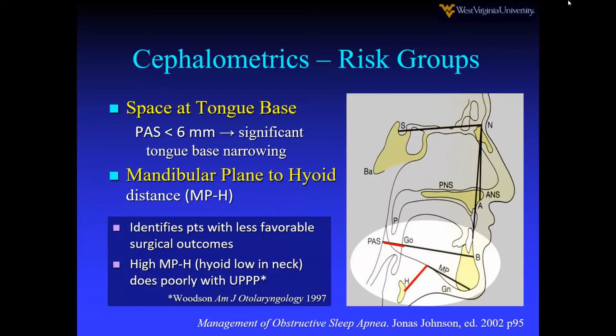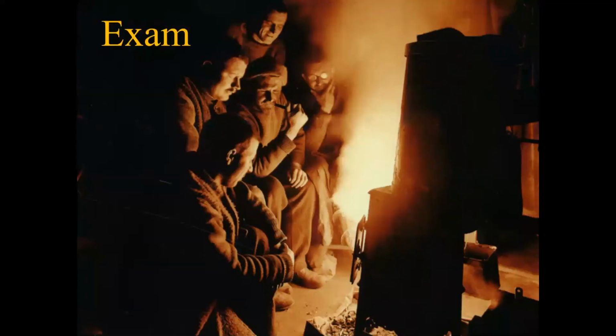So I have looked at space at the tongue base. The PAS is posterior airway space. If it's less than 6 millimeters, that's pretty significant, and you'd look at a hyoid suspension for that if we were still doing this. And then the MPH, that's the mandibular plane to hyoid. It's supposed to be a right angle there. But if there's a high mandibular plane to hyoid greater than 22 millimeters, they don't do well with the UPPP. So these were out of some of the early studies to look for when UPPP will work, because that was the majority operation. So let's talk a little bit more about exam.